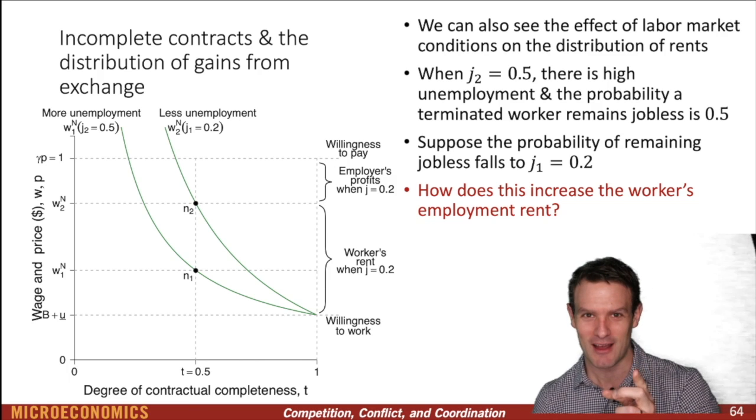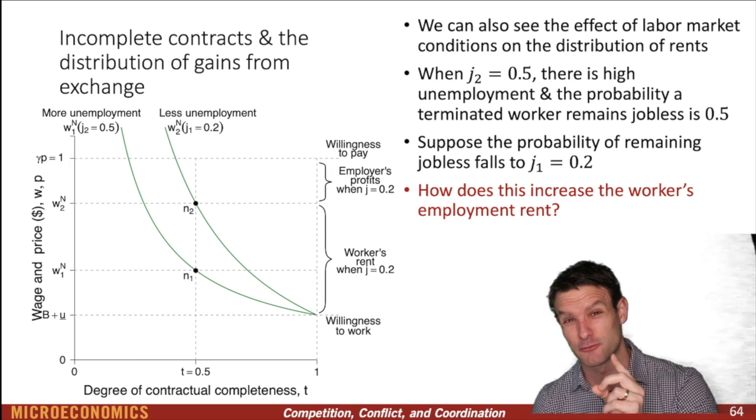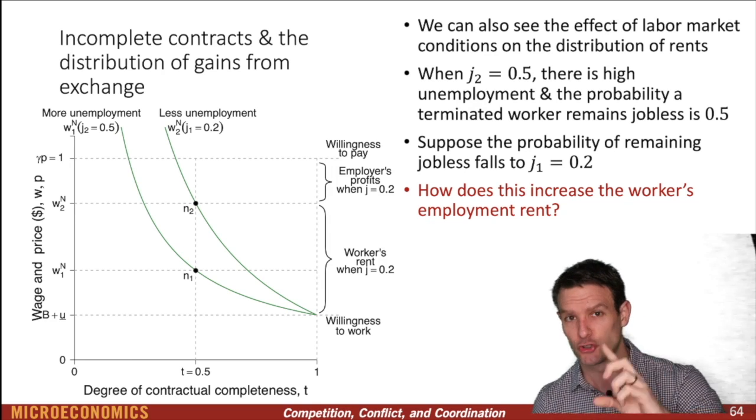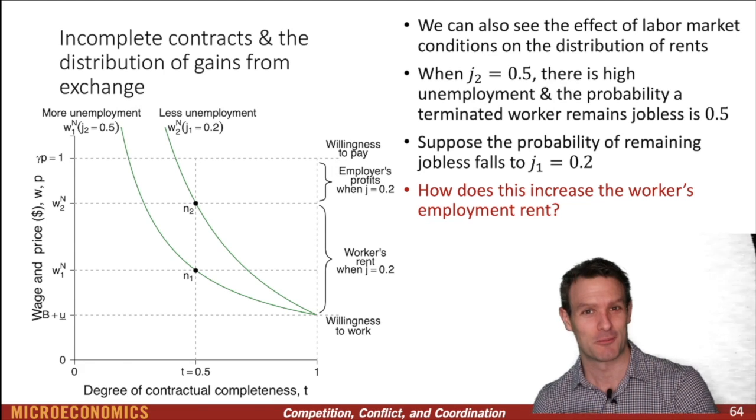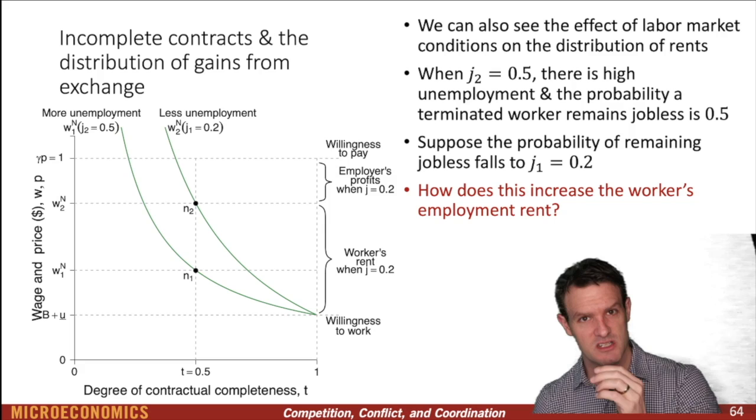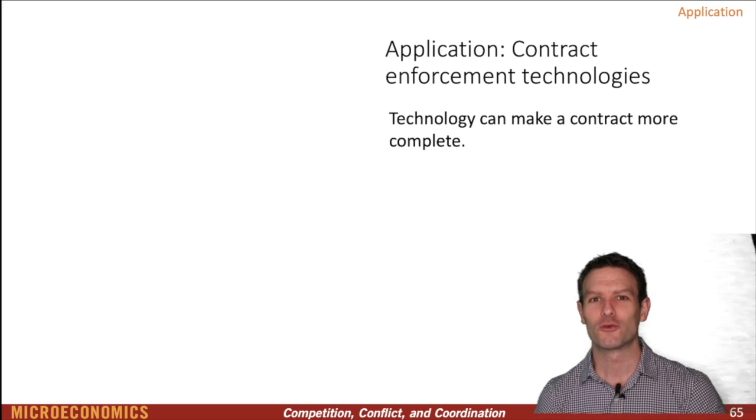I leave that for you to answer, but think to yourself, what is happening to the worker's fallback position and what is happening to the incentive compatibility constraint as J goes down? So go back to the incentive compatibility constraint and the Nash equilibrium no-shirking wage and see what decreasing J does there. Okay, so how do we apply this?